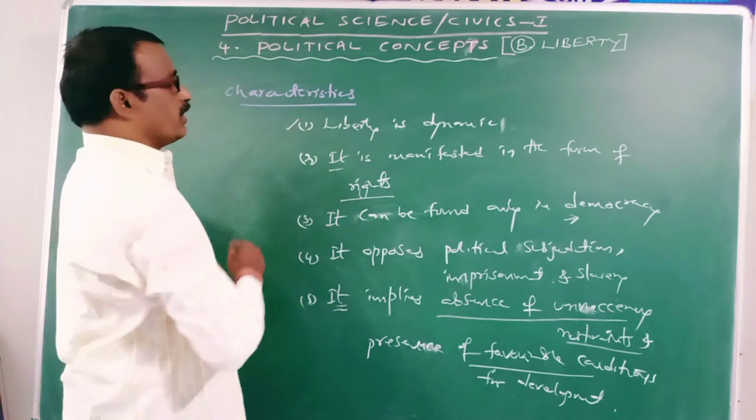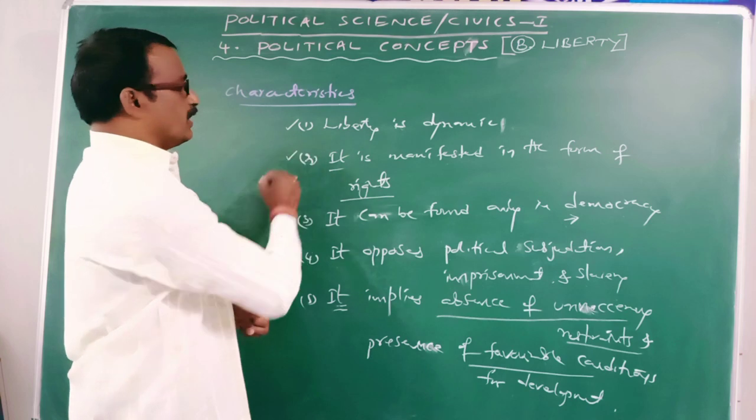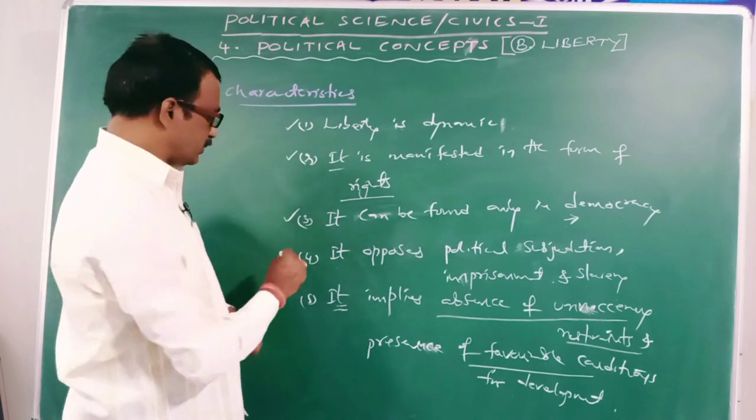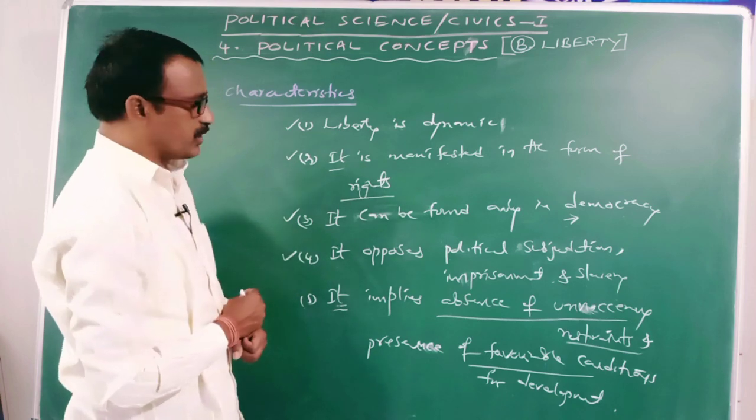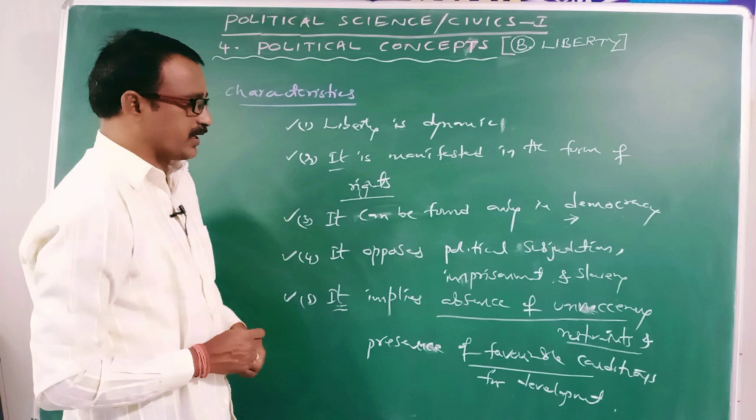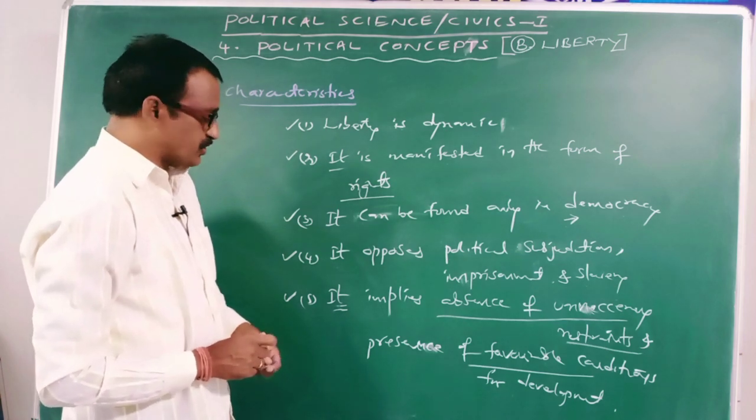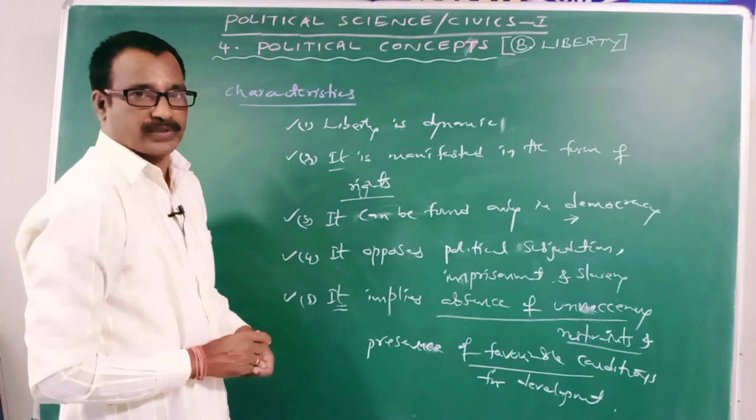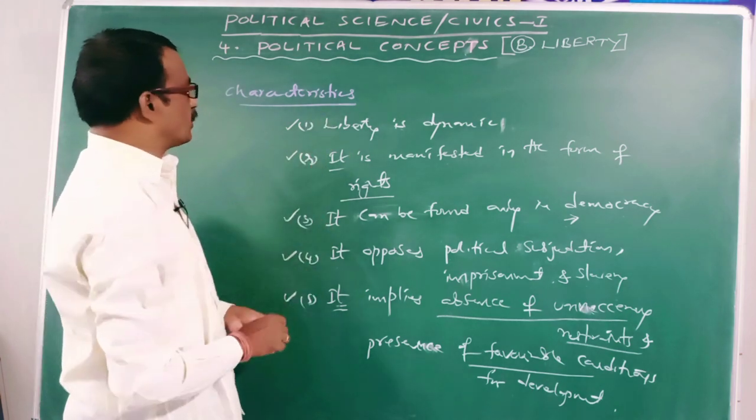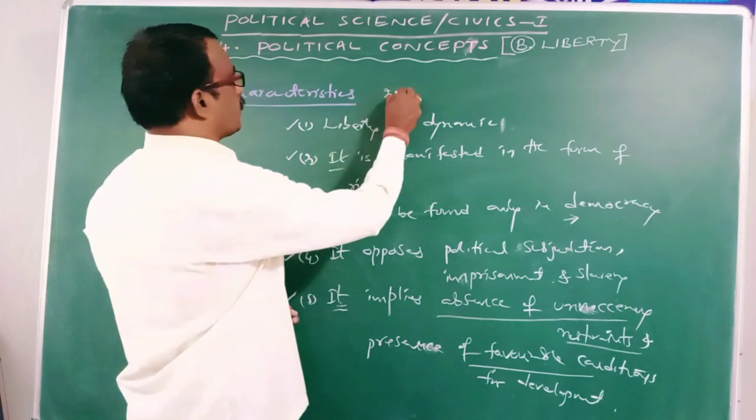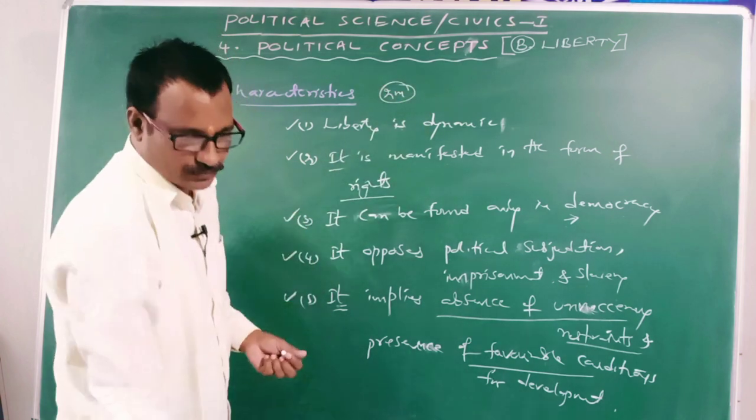One, liberty is dynamic. Two, it is manifested in the form of rights. It can be found only in democracy. It opposes political subjugation, imprisonment and slavery. It implies absence of unnecessary restraints or restrictions and presence of favorable conditions for development. These are some of the important characteristic features of liberty. It is one of the important 2 marks topics.